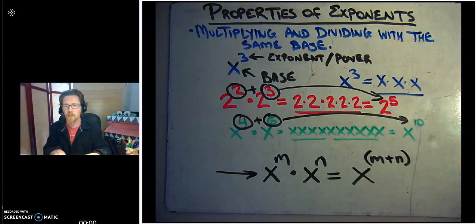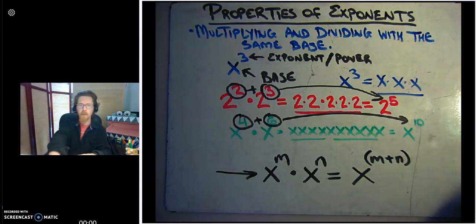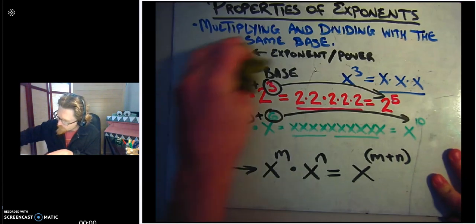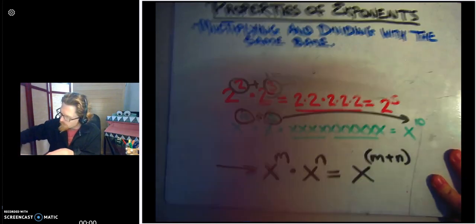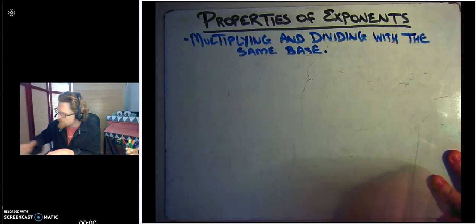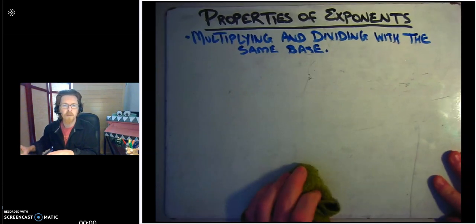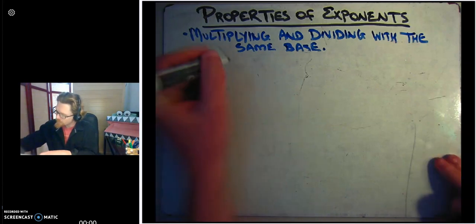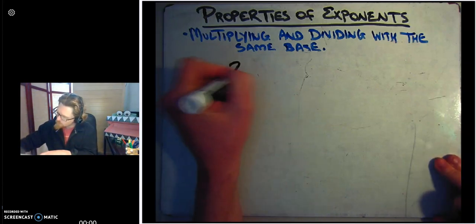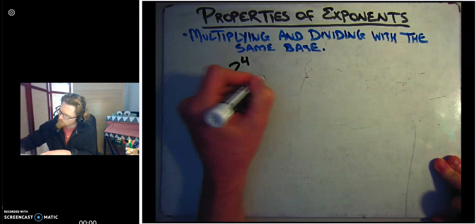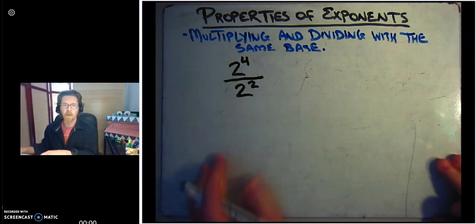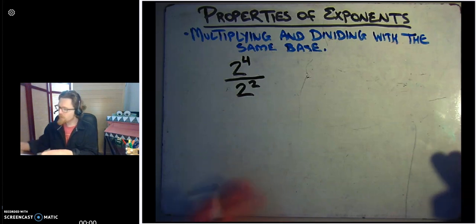Now let's take a look at dividing exponents with the same base. You're going to notice that this is very similar. Where multiplication was related to addition, division will also be related to another operation. What if I had 2 to the fourth power, and I wanted to divide it by 2 to the second power? Well, we can think of expanding this out again.